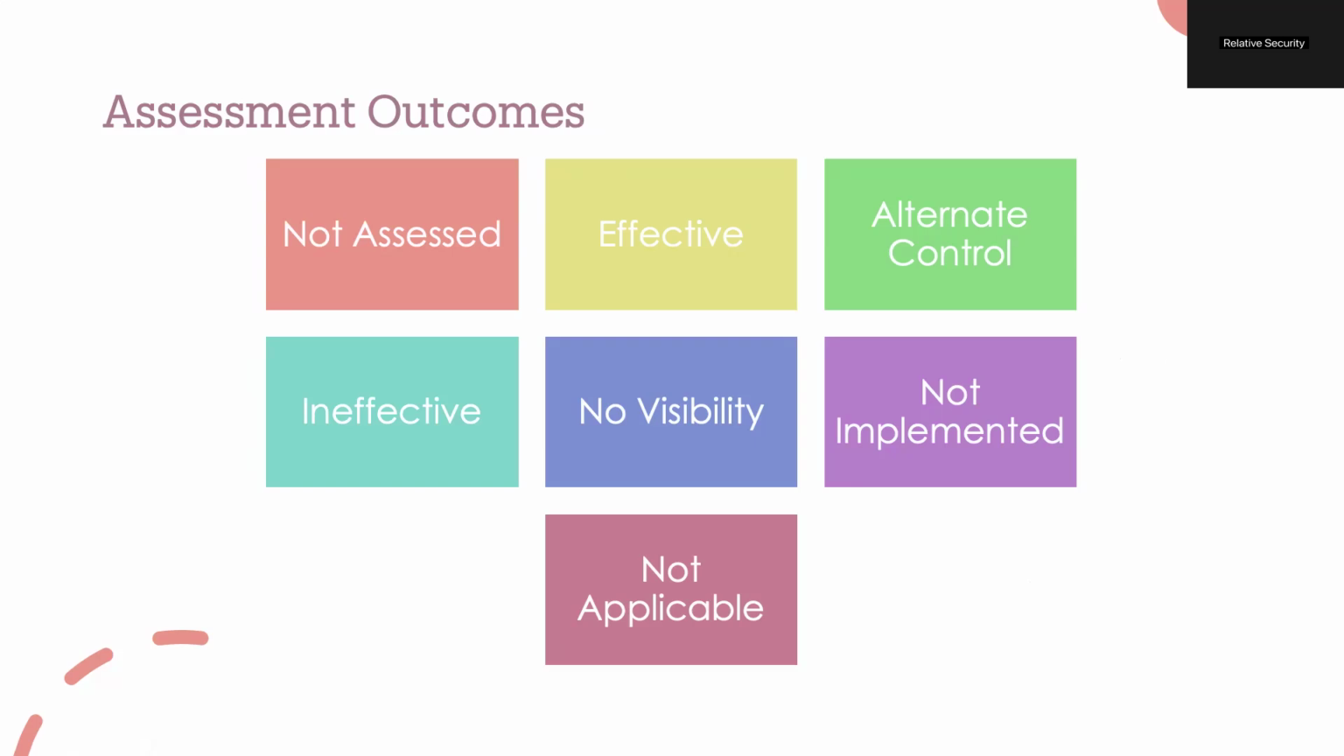And finally, not applicable. This is when the control just doesn't make sense for that system. Like asking about Wi-Fi security when the company doesn't even have Wi-Fi. So they can simply say it's not applicable. So these are the categories which are the outcomes of any assessment for the Essential Eight. It's basically a report card for security controls, from working great all the way down to not even relevant.